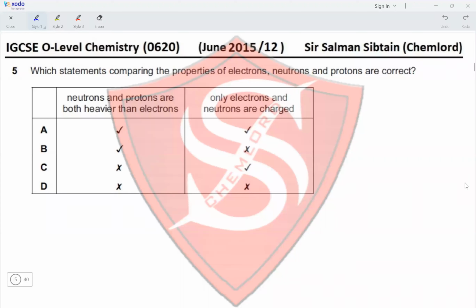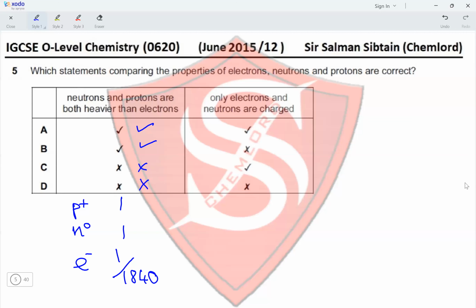Question 5. Which statements comparing the properties of electrons, neutrons, and protons are correct? Neutrons and protons are both heavier than the electrons. Yes. The relative mass of a proton and a neutron is 1 and 1, and that of an electron is 1 upon 1840 of that of a neutron or a proton. So they are both heavier than the electrons. So this eliminates options C and D.